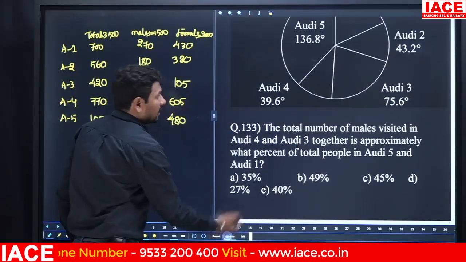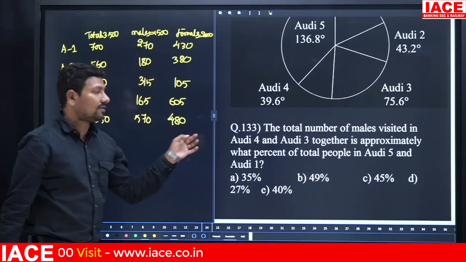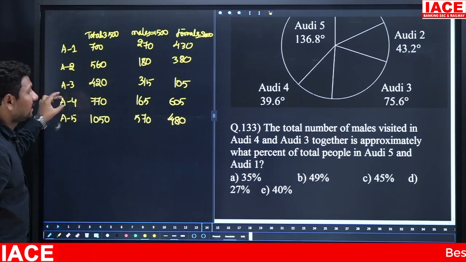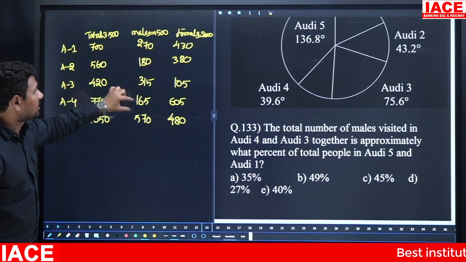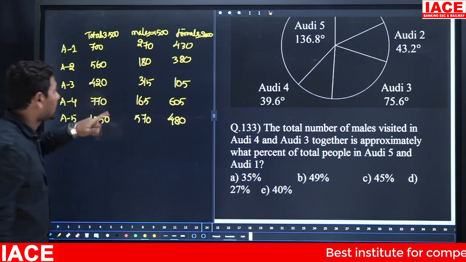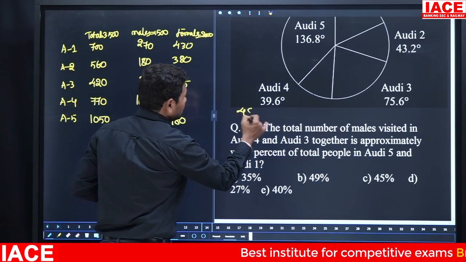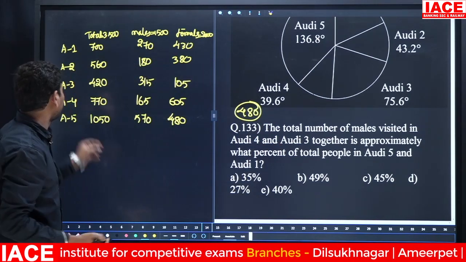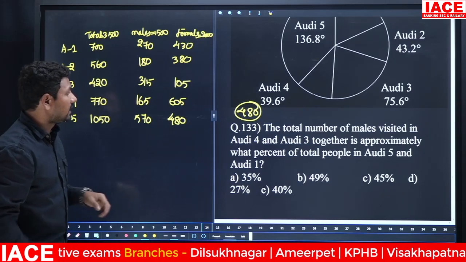Next. The total number of males visited in RD4 and RD3 together is. Males visited RD4 and RD3. Here the males, 65 plus 15, it is 80, and its value belongs to 480. The total number of males visited RD4 and RD3 value is 480.